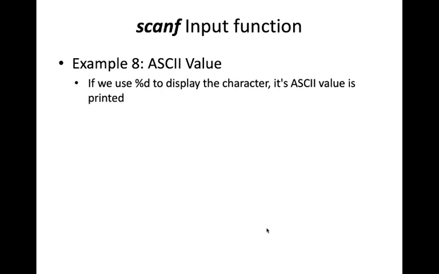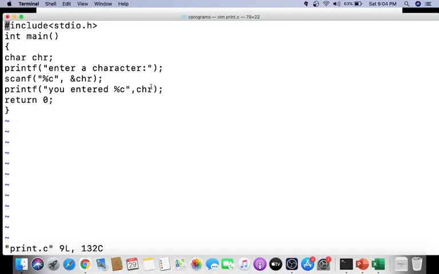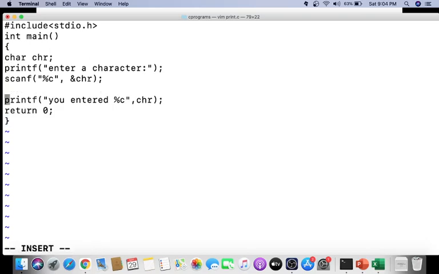So how do we print that ASCII value? I have mentioned that it is not actually the character that is stored, it is some other integer value. Even if you enter A, that A is not stored. There is an ASCII code for that A value, and that integer value will be saved there. If you use %d to display the character, I will show that with an example. I will use the same program.